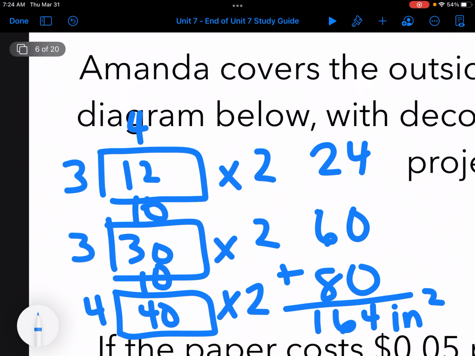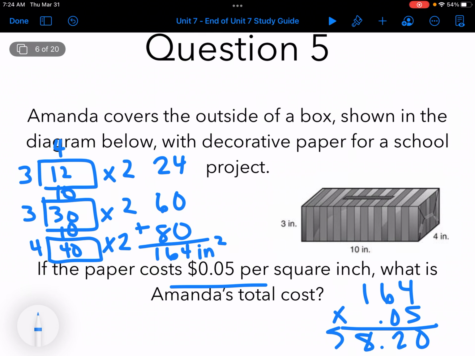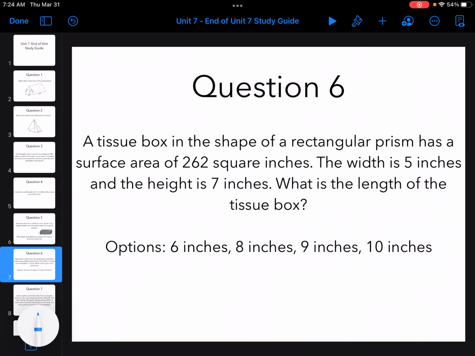But that wasn't what the question asked. The question said if paper costs 5 cents per square inch. So now I have to take that 164 and multiply it by 5 cents. So I find out that it's going to cost me $8.20 to cover this box with paper. Must be very expensive wrapping paper.